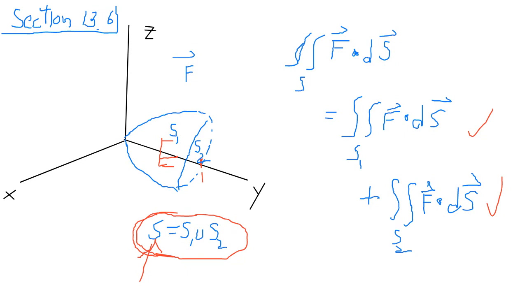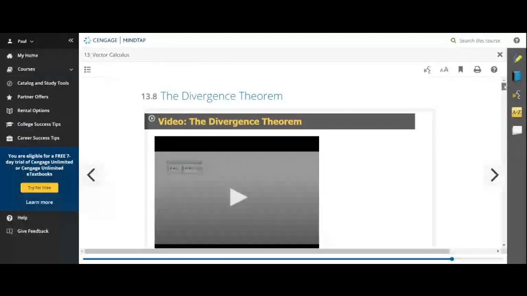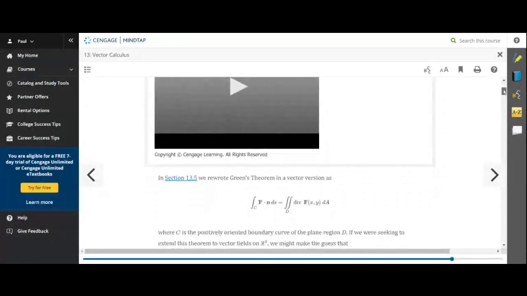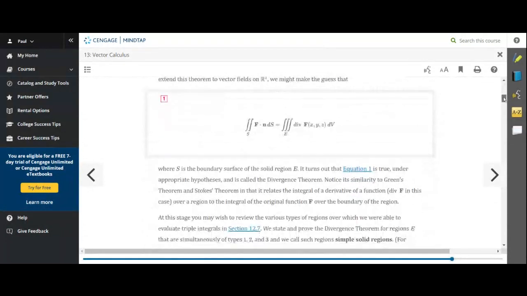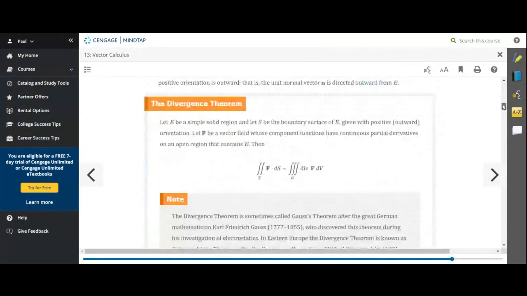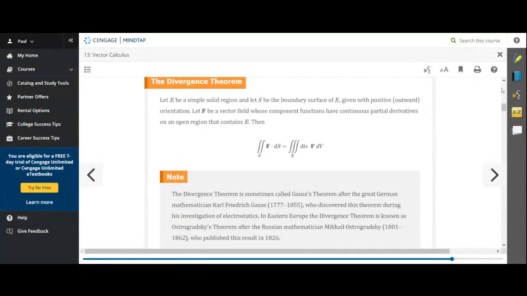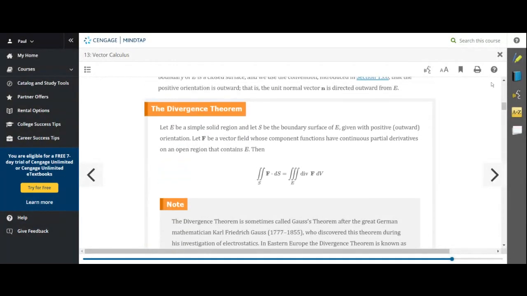Okay. Well then, let me go back to the ebook here. So, divergence theorem. You learned about divergence, right? You learned about divergence in section, I believe it was section 13.5, right?